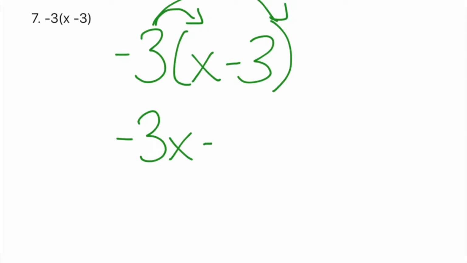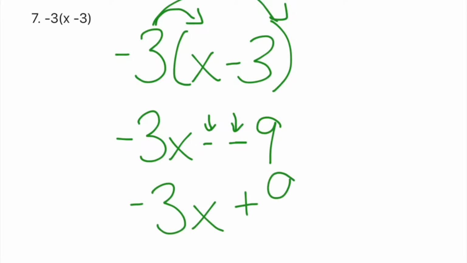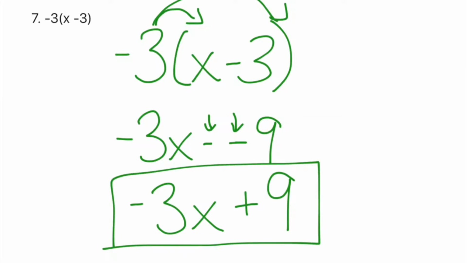And then we have minus negative 3 times 3 is negative 9. However, when we have two negatives next to each other like that, always make sure to rewrite that and fully simplify it and just make that plus. So negative 3x plus 9.